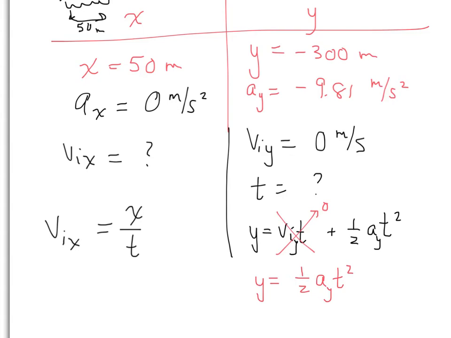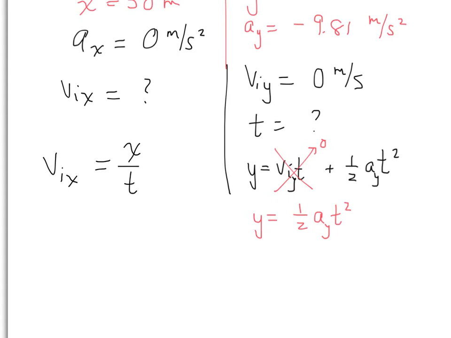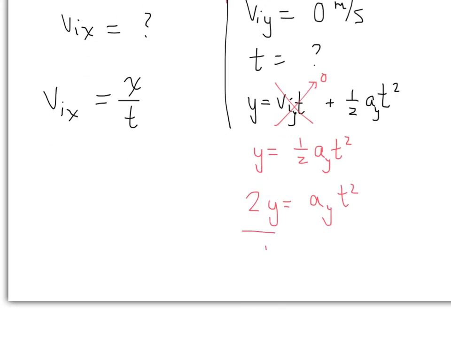So, I can try and determine the time in this problem. Solve for it algebraically. How do you get rid of a 1/2? Multiply by 2. Yup. How do I get rid of the a? The acceleration. Divide by a. So let's multiply by 2, making this 2y equals a t squared. Then divide by a, giving me t squared equals 2y over a.